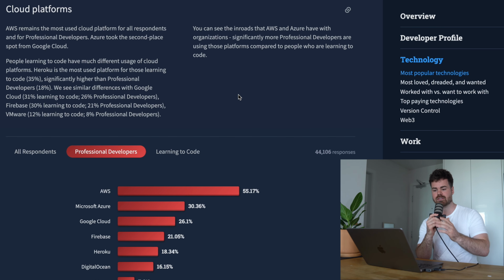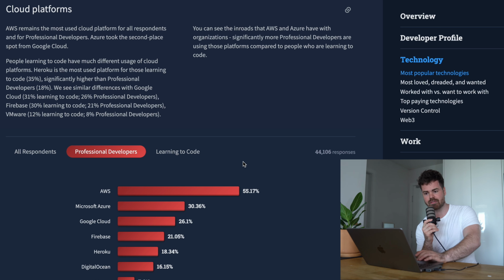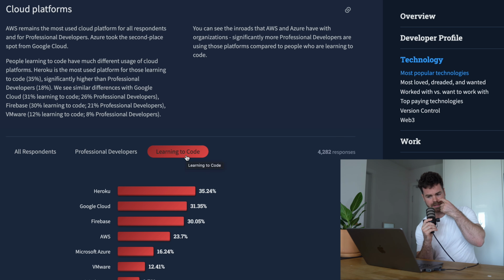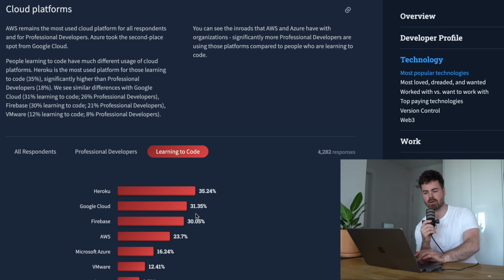Within cloud, this was actually quite interesting. So AWS dominating at 55.17%, Microsoft Azure and Google Cloud running up. The interesting thing I found here is that Heroku and DigitalOcean were down at 18% and 16% for professional developers, but with learning to code, Heroku was clearly the winner here at 35% and Google Cloud at 31% and Firebase coming in at 30%. This just goes to show that some of the technologies that are easier to get up and running with, that allow you to prototype and build things fast, are gaining some popularity, especially when it comes to tutorials and programming, that kind of thing.